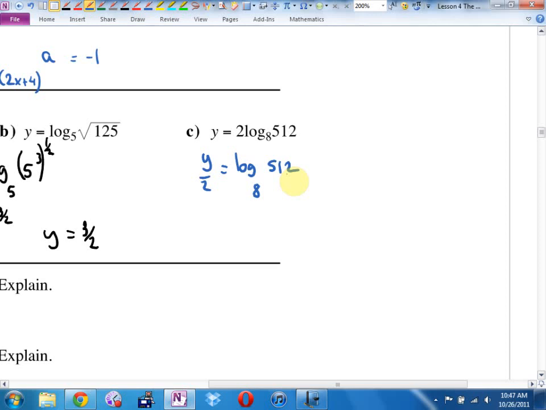You know what? If they made this question work out evenly, and I'm sure they did because teachers tend to do that, I'm pretty sure it's got to be to the third power. In other words, I think this whole thing here has to work out to a 3, because the log base 8 of 512 is 3. What divided by 2 is 3?